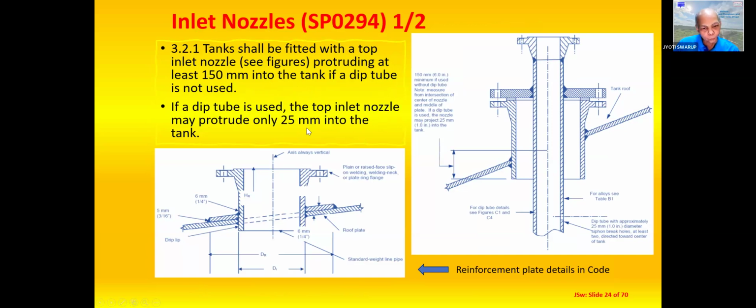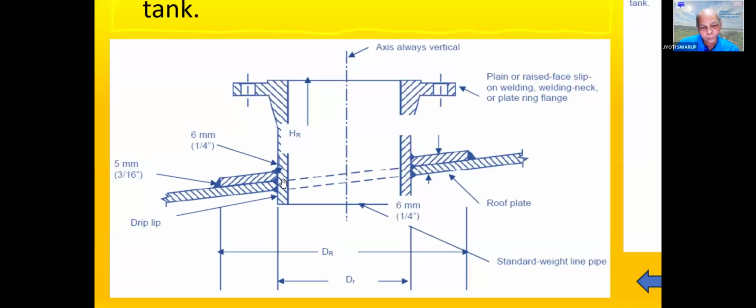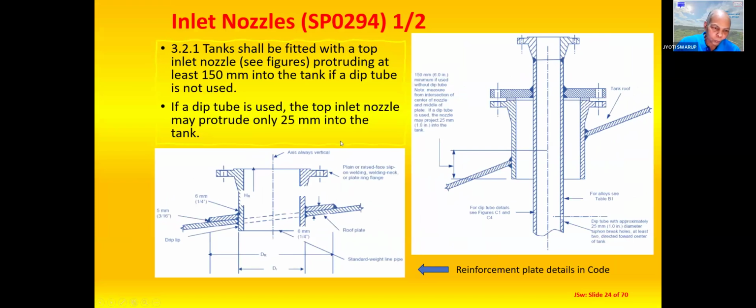If a dip tube is used, the top inlet nozzle may protrude only 25 millimeter into the tank. The idea is that the acid should not touch the roof. When you are putting in the acid, the roof plate should be independent of the inlet nozzle so that there is no corrosion onto the roof plate. So these are the figures given in the code which can be utilized in the design.